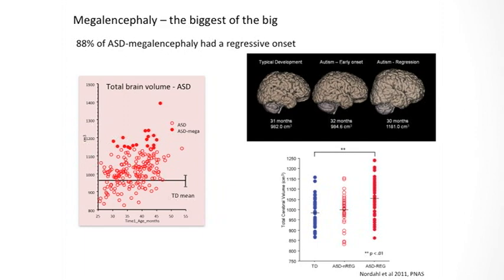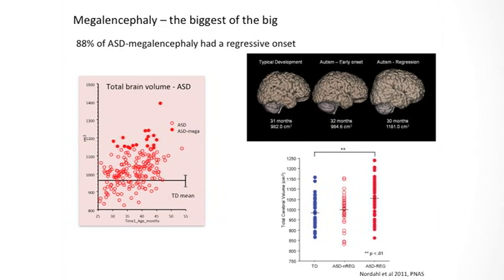And so we looked at the biggest of the big. So this is megalencephaly, which is the brain correlate of macrocephaly. So you guys have probably heard about macrocephaly more commonly. That you call it macrocephaly when you're measuring the head, but you call it megalencephaly when you're measuring the brain. And we looked at the biggest of the big kids here. So this is that same plot that I showed you before, but this time I'm just highlighting the largest brain kids. And what we found was that 88% of the kids with megalencephaly had a regressive onset.